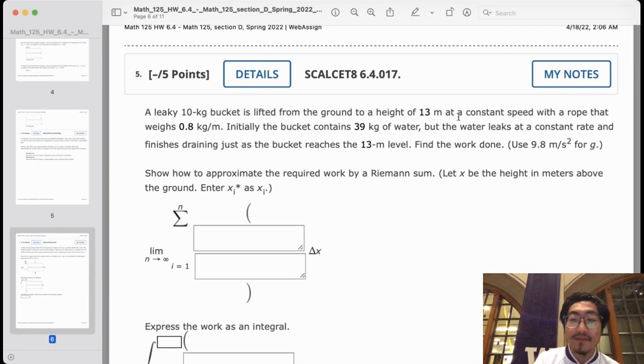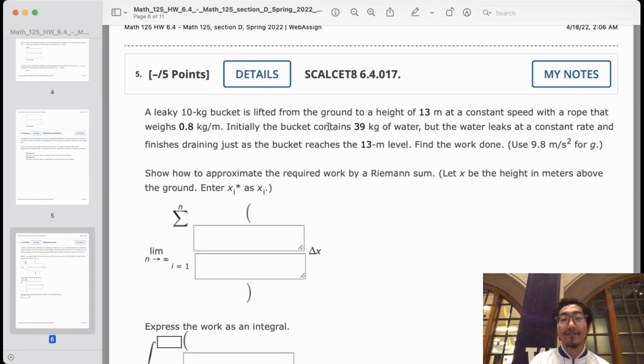You have 13 meters, a constant speed, a rope that weighs 0.8 kilogram per meter, and the leaky bucket. This is the leaky bucket problem. This is a pretty classic work problem in Math 125 and Physics 121.